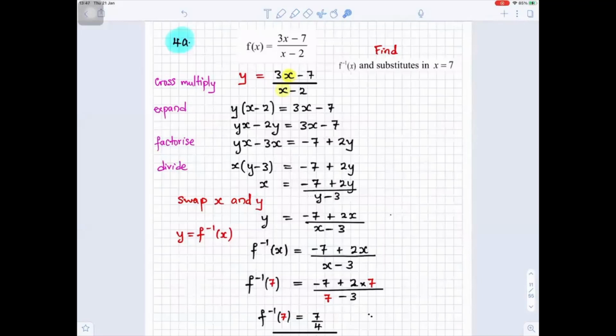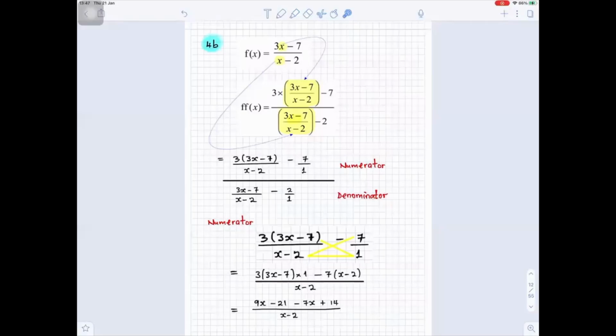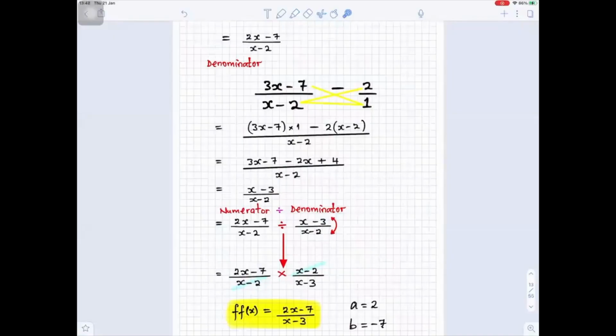So that's your complete answer for 4A, 4B, and the final part of 4B.